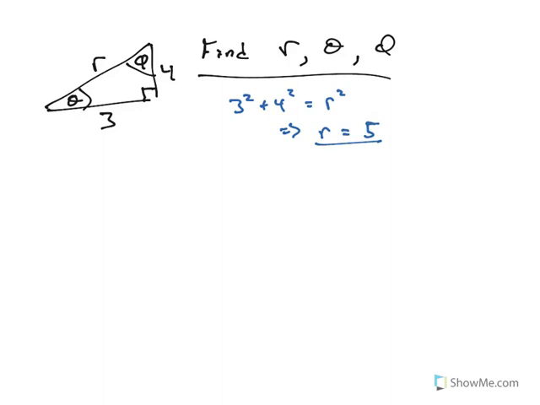How do I find theta? How do I find this angle over here? Well, there are different ways of doing this. I could use sine. If I wanted to use sine of theta, then sine is opposite over hypotenuse. Opposite to theta is the 4, over the hypotenuse, which I just found was 5. Okay, well that's fine, but how do I solve this equation for theta?